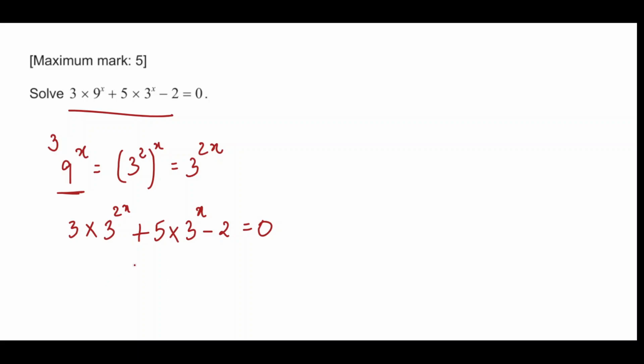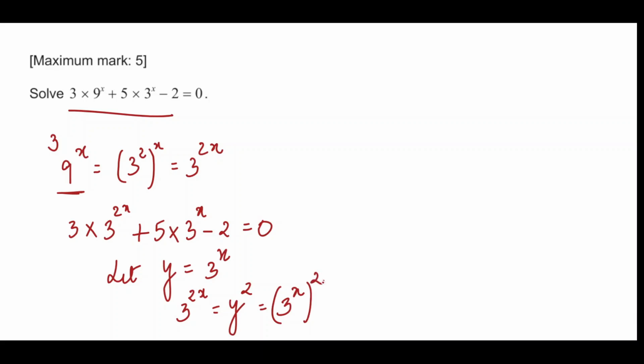Now the next step that we are going to do is the substitution. Let's substitute 3 raised to the power x as y. So let y equals 3 raised to the power x. So what will be the value of 3 raised to the power 2x if 3 raised to the power x is y? The value of 3 raised to the power 2x will be y square. Why will it be y square? Because you can write it like this, 3 raised to the power x whole square, right? So 3 raised to the power 2x can be written as y square.